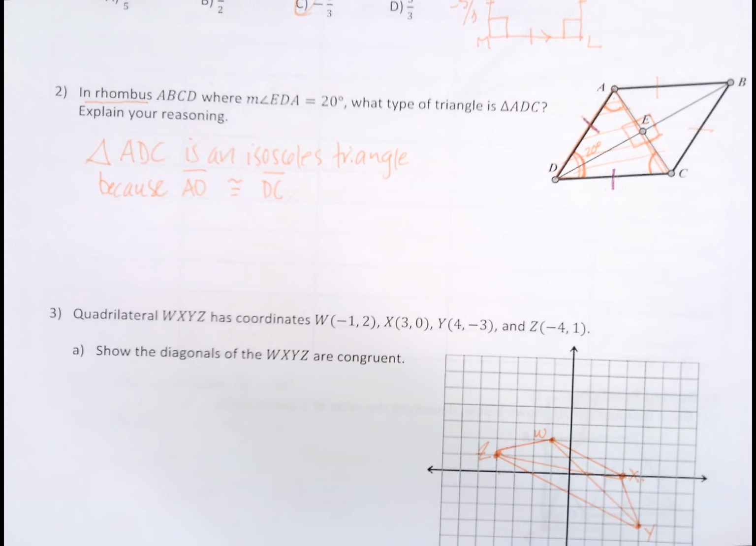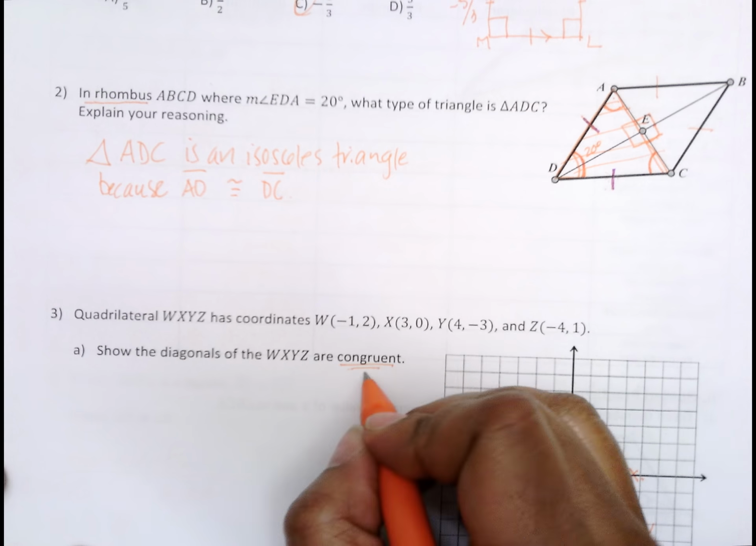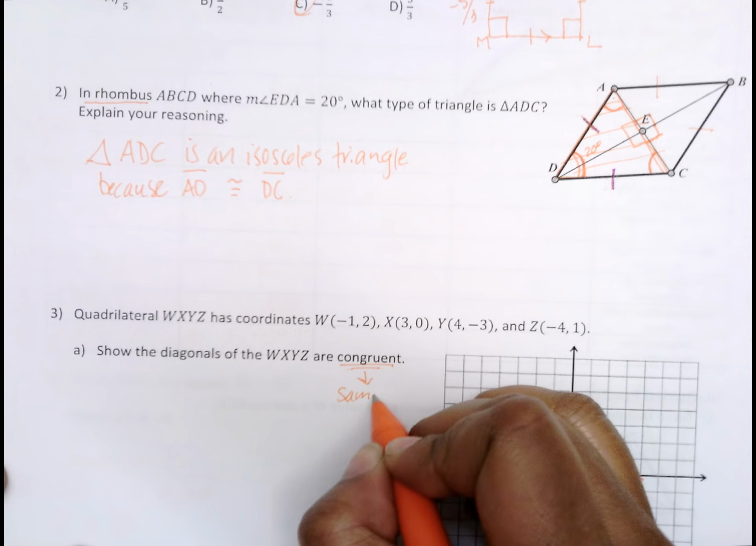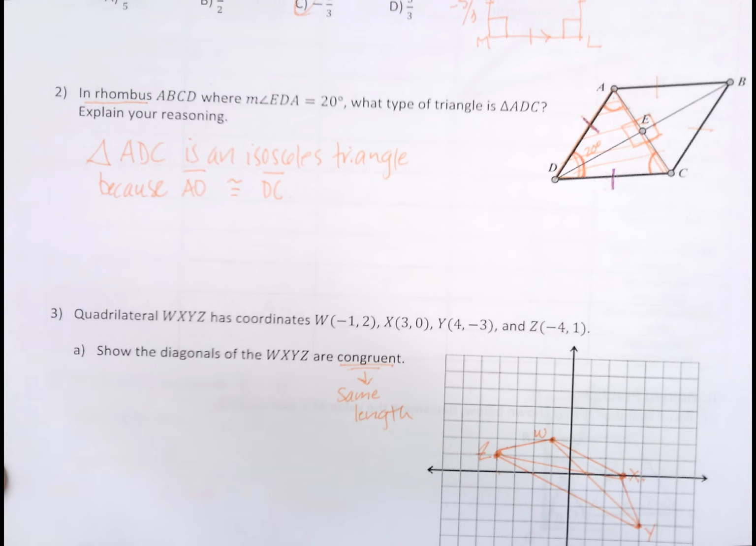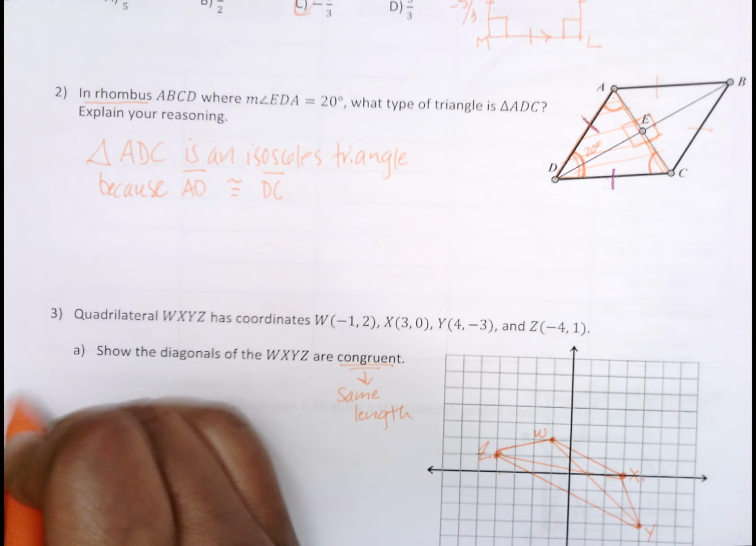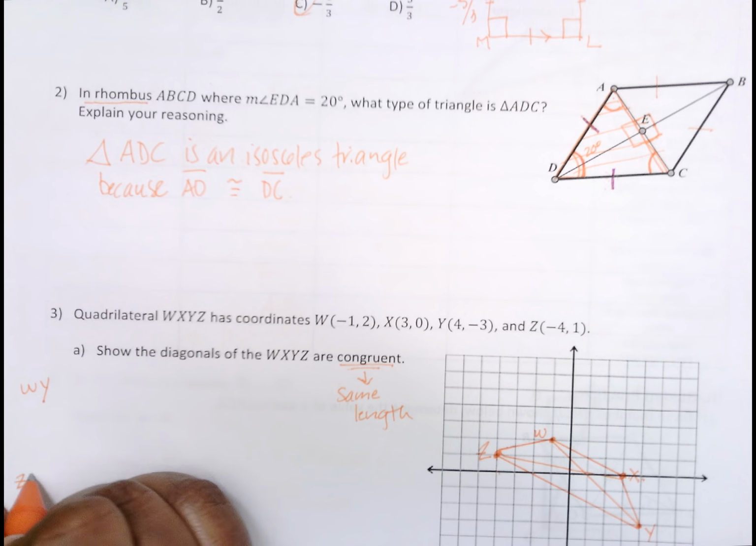And so we're being asked to prove that the diagonals are congruent. Well, what can help me prove congruence? Congruent means same length. Length and distance are the same thing, so I'm going to use the distance formula to find the length of WY and of ZX.